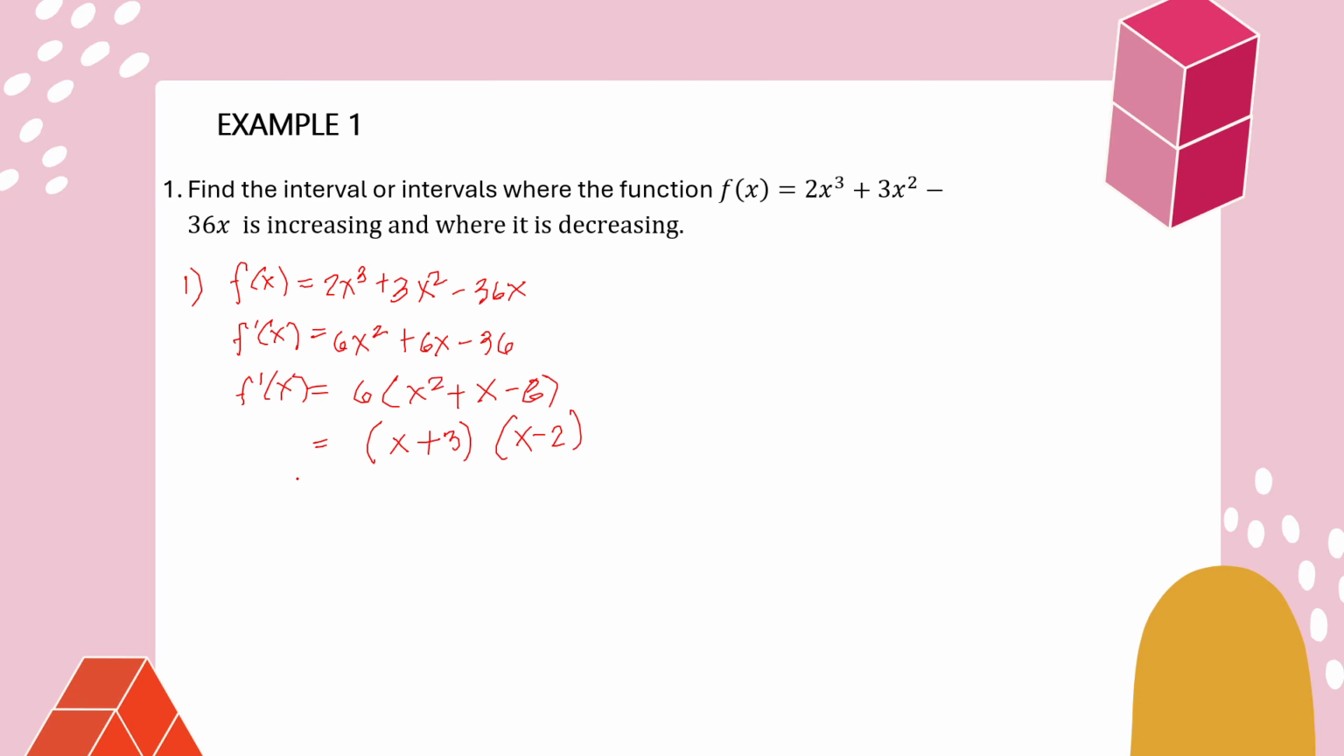After that, this is step number 2: we have to equate and solve for x. So x plus 3 is equal to 0, x is equal to negative 3, and x minus 2 is equal to 0, x is equal to 2. These are the critical points that we are going to have. The next step, we draw that on a number line, with negative 3 and 2 marked, to set up the intervals.